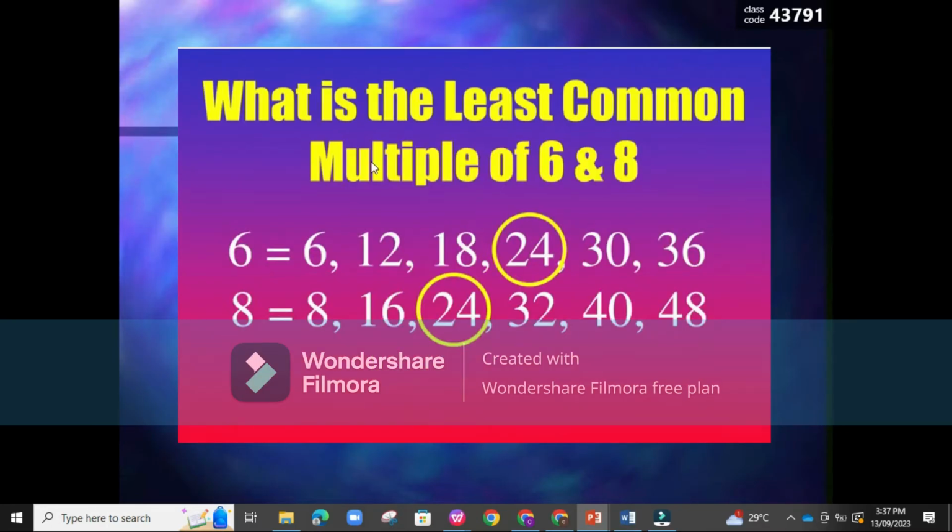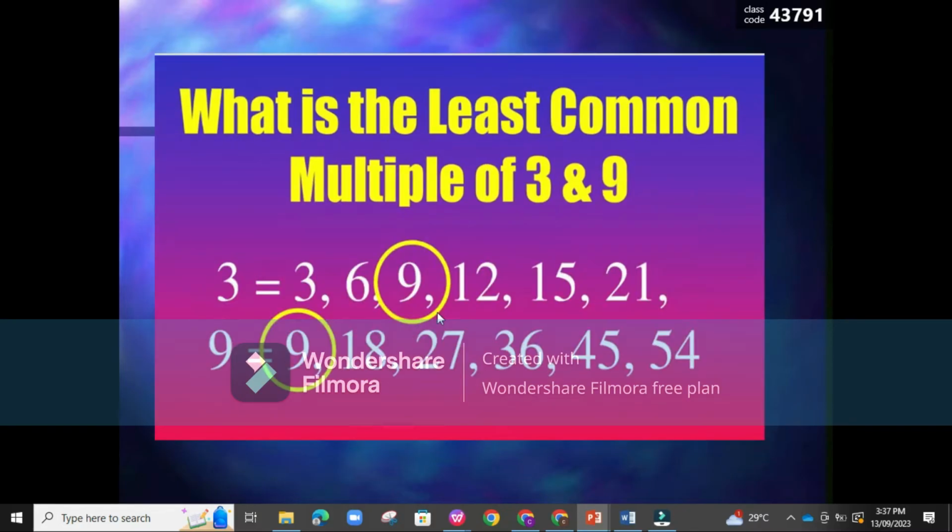Now, what is the least common multiple of 6 and 8? Listing down the multiples of 6, we have 6, 12, 18, 24, 30, 36. And for 8, we have 8, 16, 24, 32, 40, and 48. So the least common multiple is 24. How about the least common multiple of 3 and 9? For 3, we have 3, 6, 9, 12, 15, 21. Then for 9, we have 9, 18, 27, 36, 45, and 54. So the least common multiple is 9.